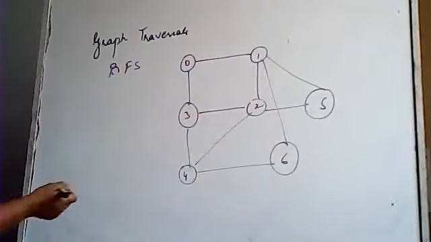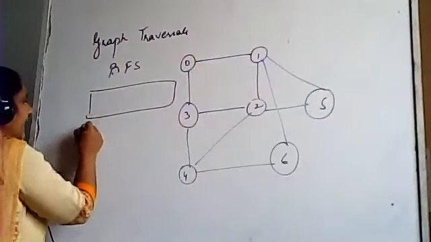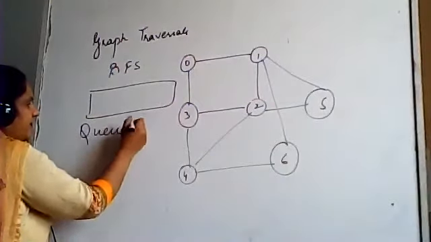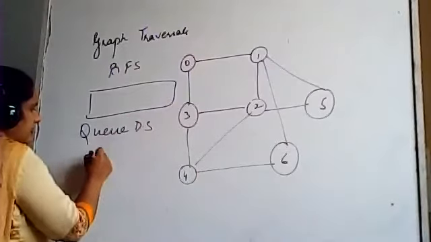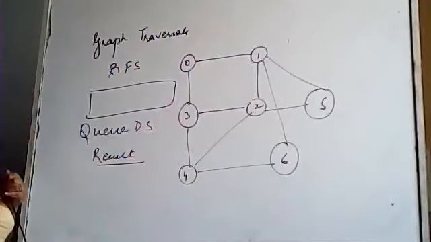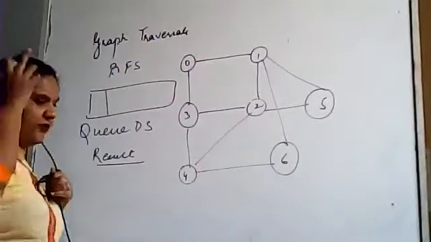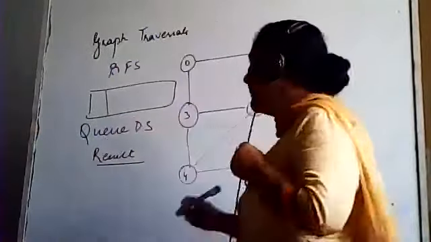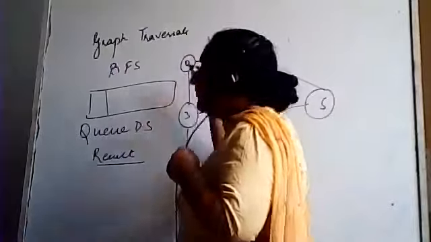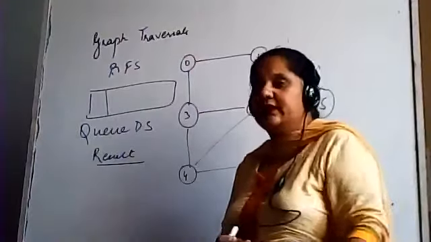So we will be doing breadth first search and it is done by using the queue data structure. Fine. It is done with the help of queue data structure. Okay. So what we will do in breadth first search, you can start off with any vertex.